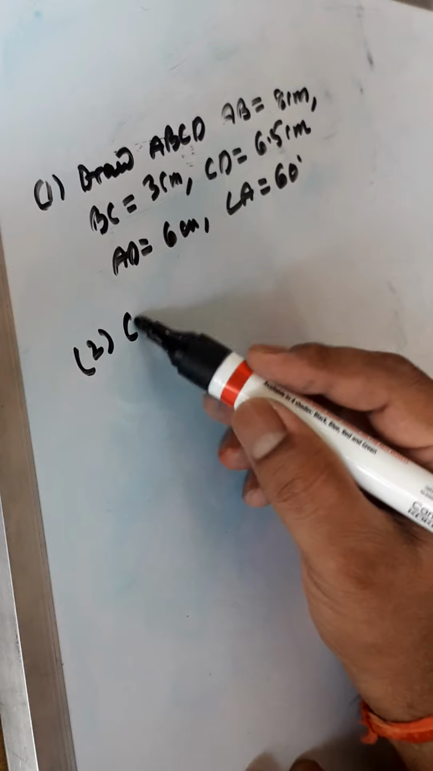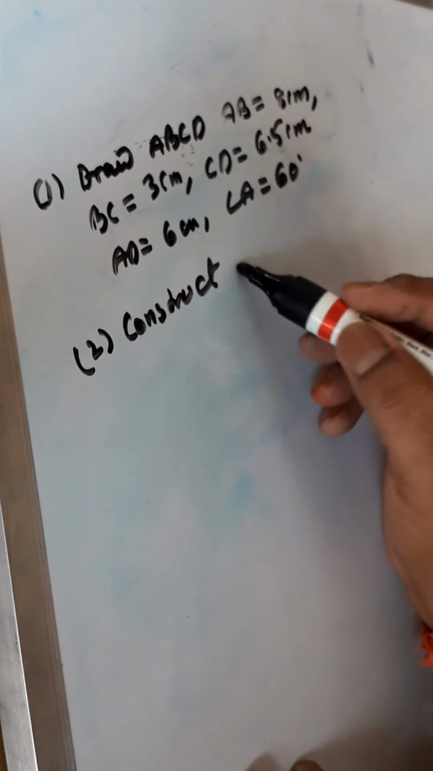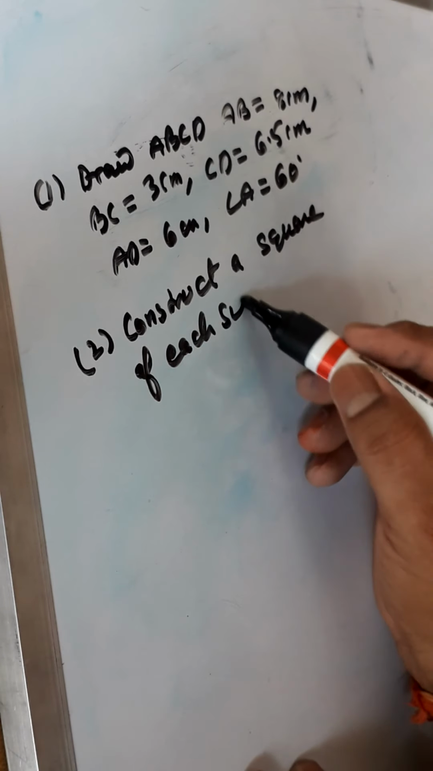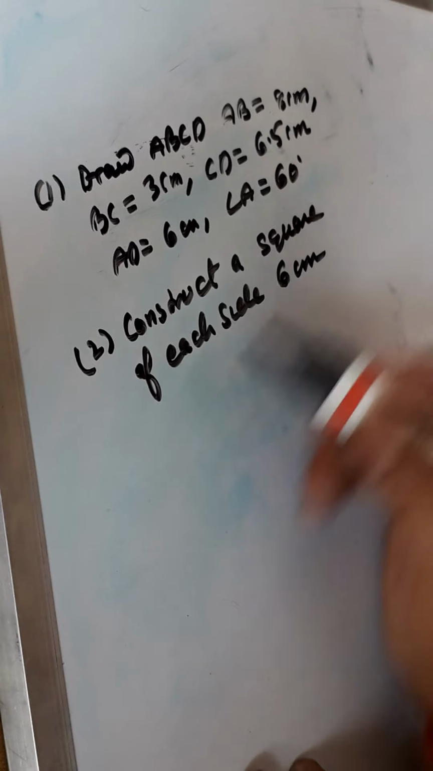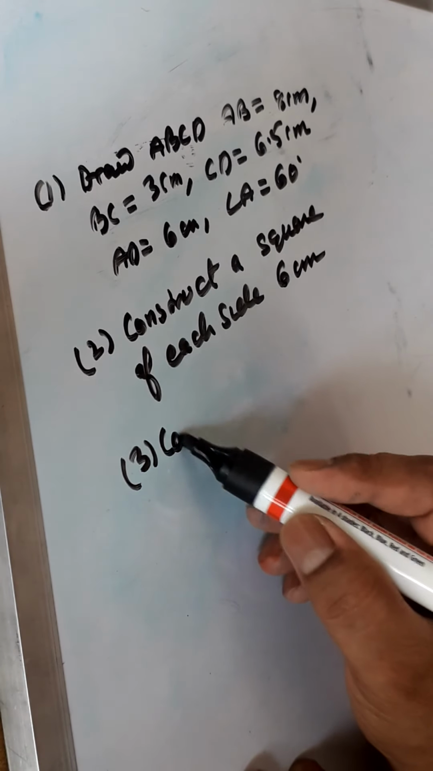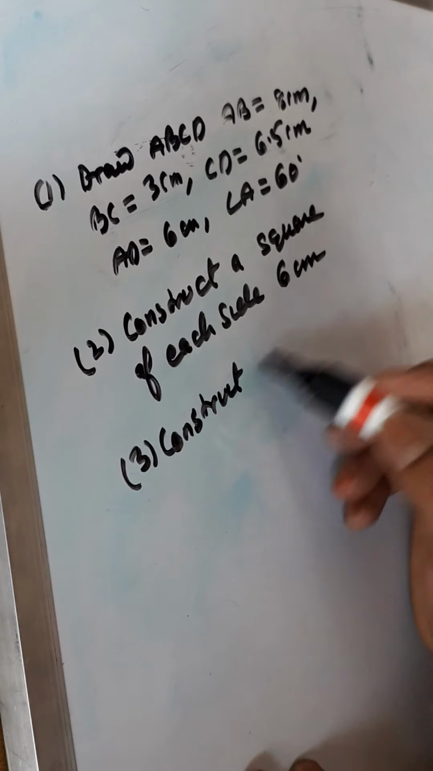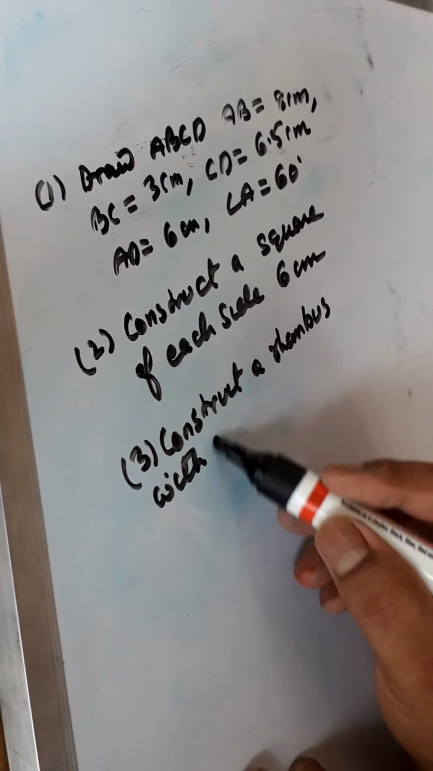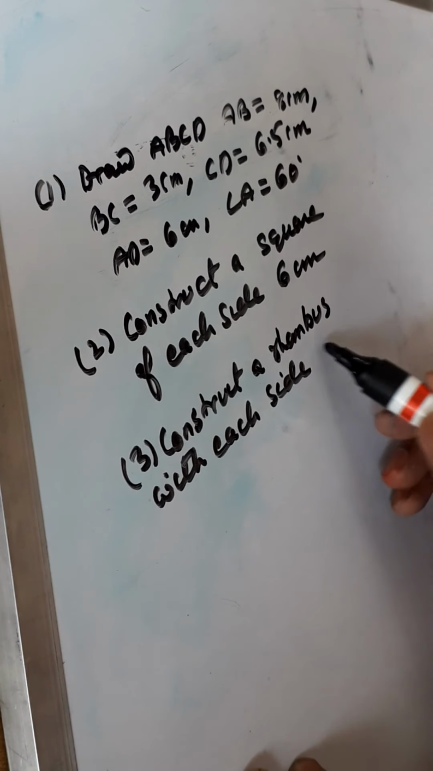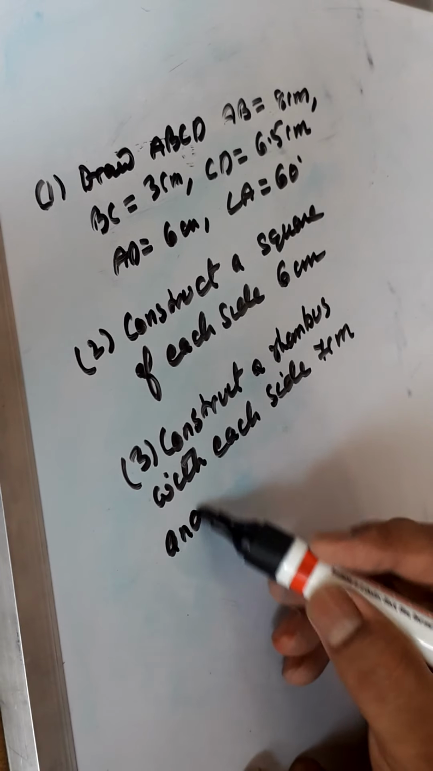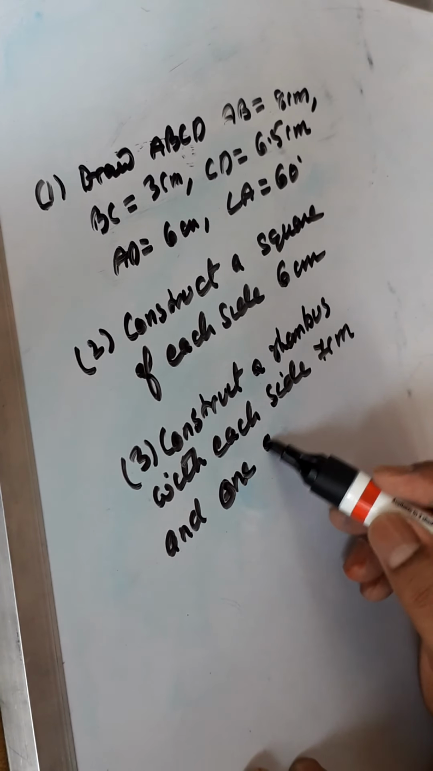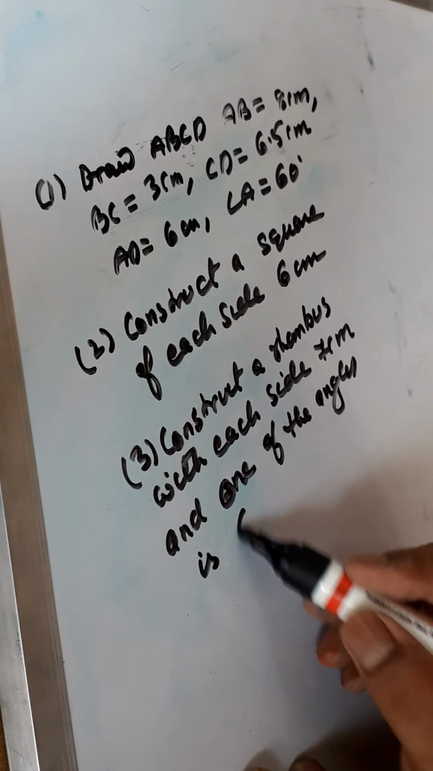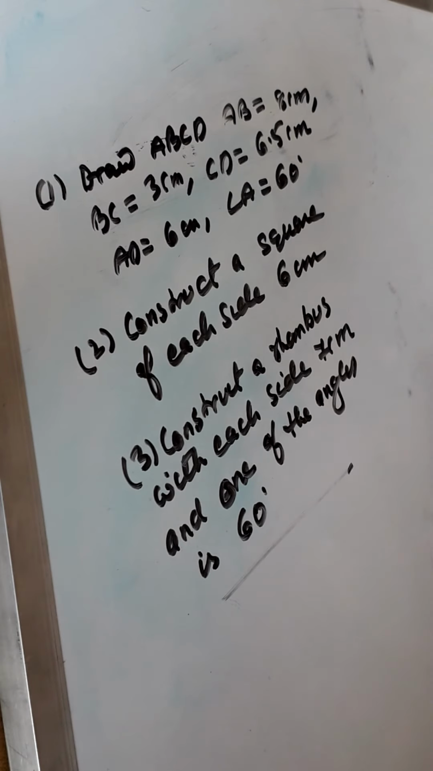The second question, construct a square of each side 6 centimeter. Third question, construct a rhombus with each side 7 centimeter and one of the angles of the rhombus is 60 degree. These are the three questions for practice.